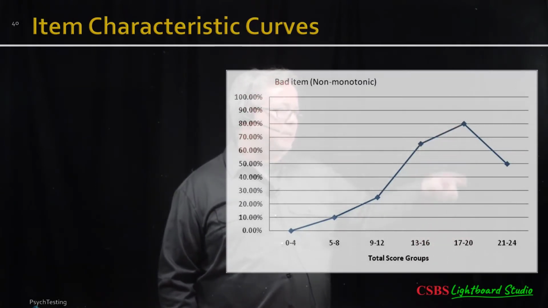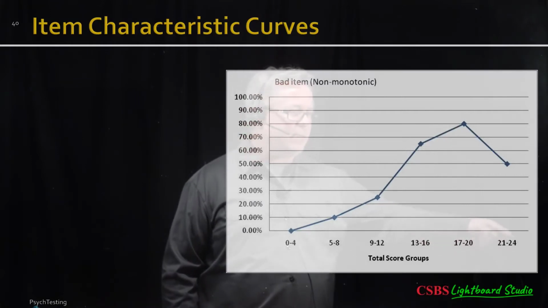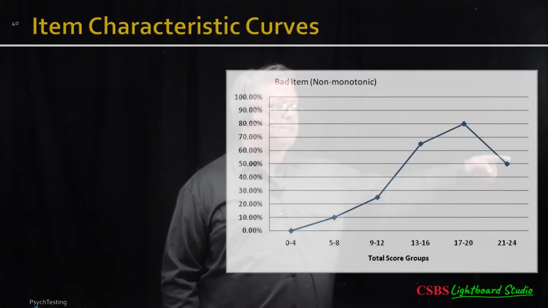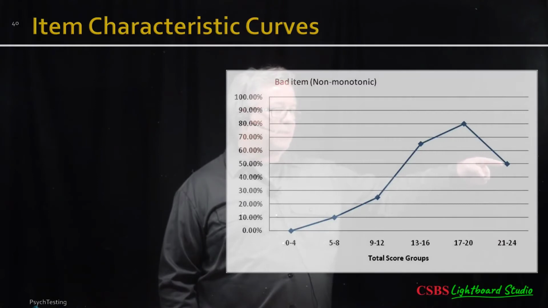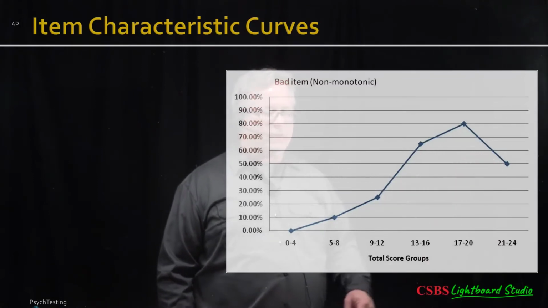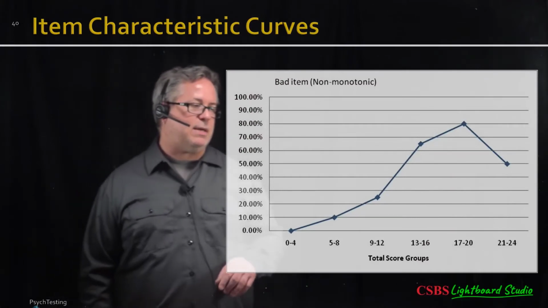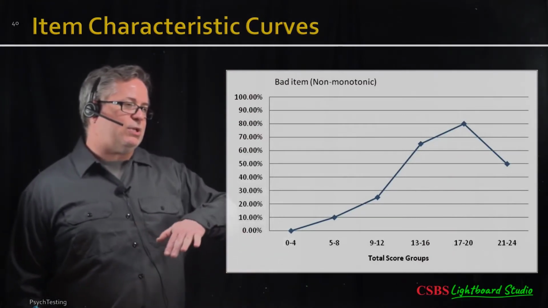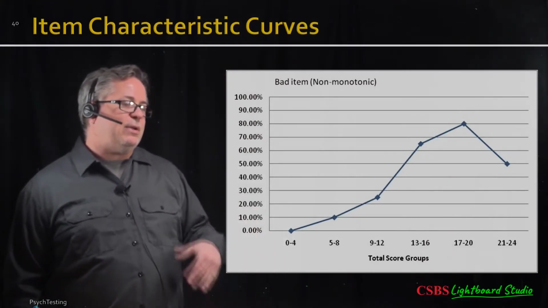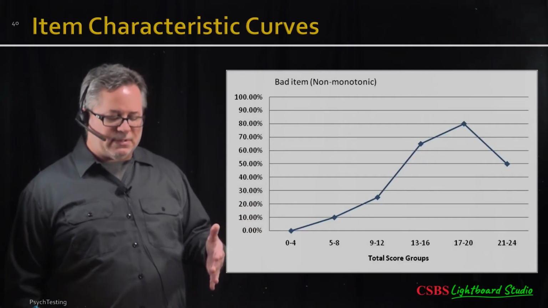But all of a sudden, the people in the highest group with the most math ability otherwise are less likely. Less of them are getting this question correct. That seems odd. It represents some kind of non-monotonicity. It's a non-monotonic item. It's actually starting to, it changes direction. And you can sort of see sometimes this happens.